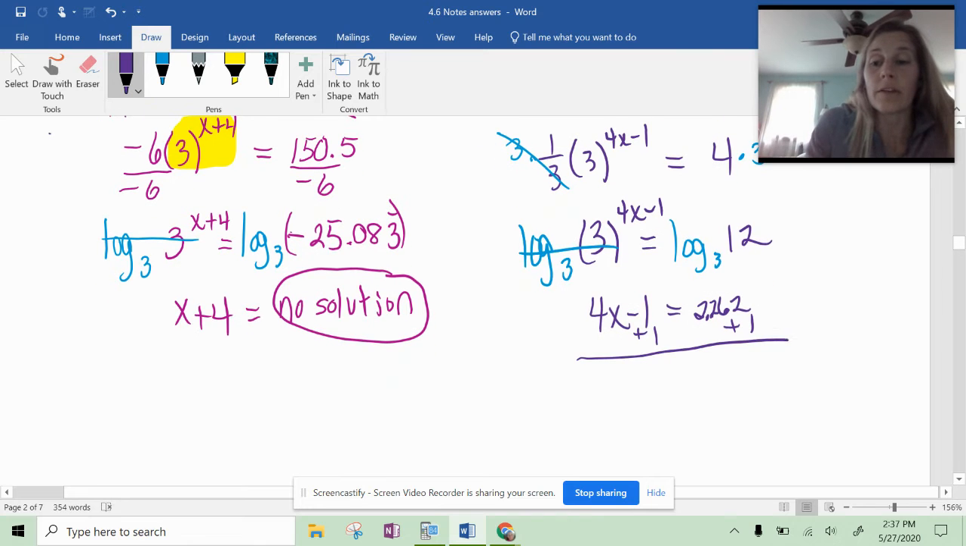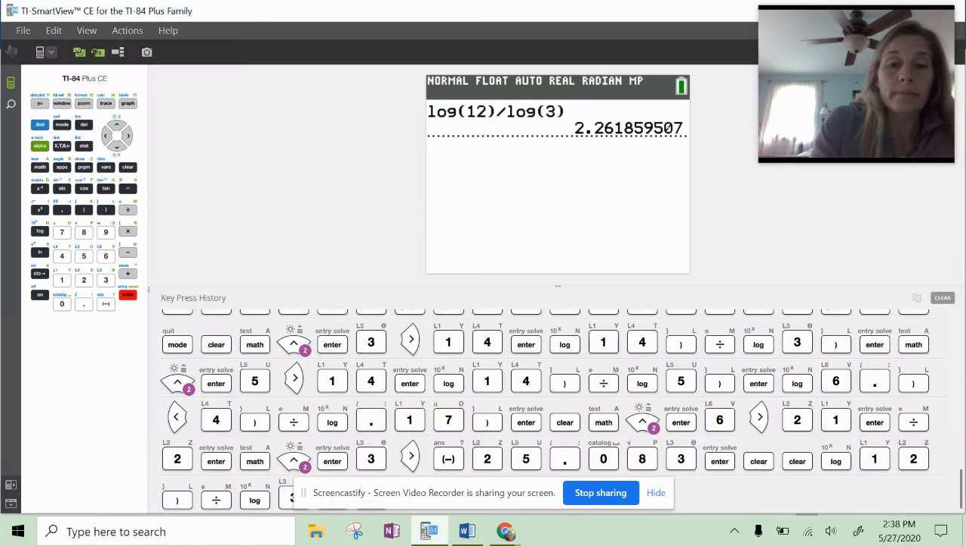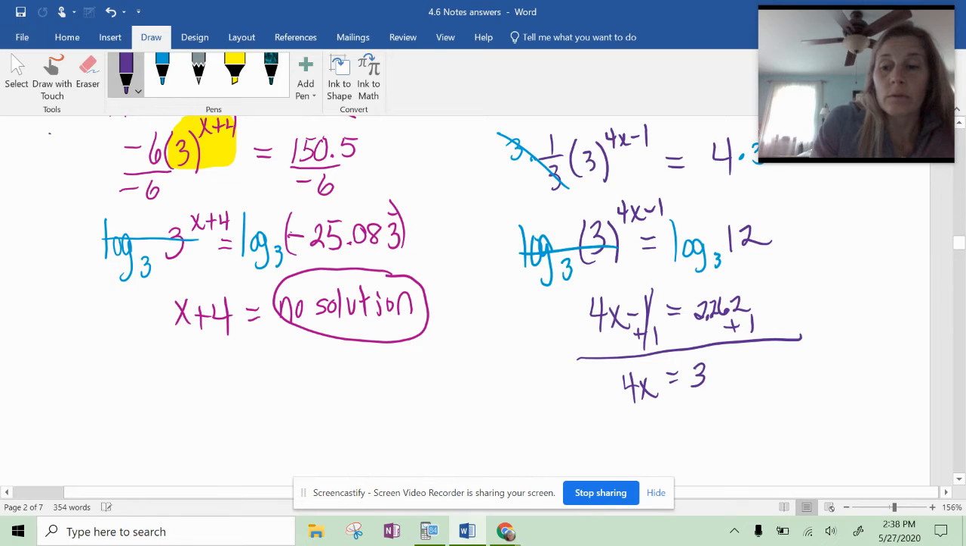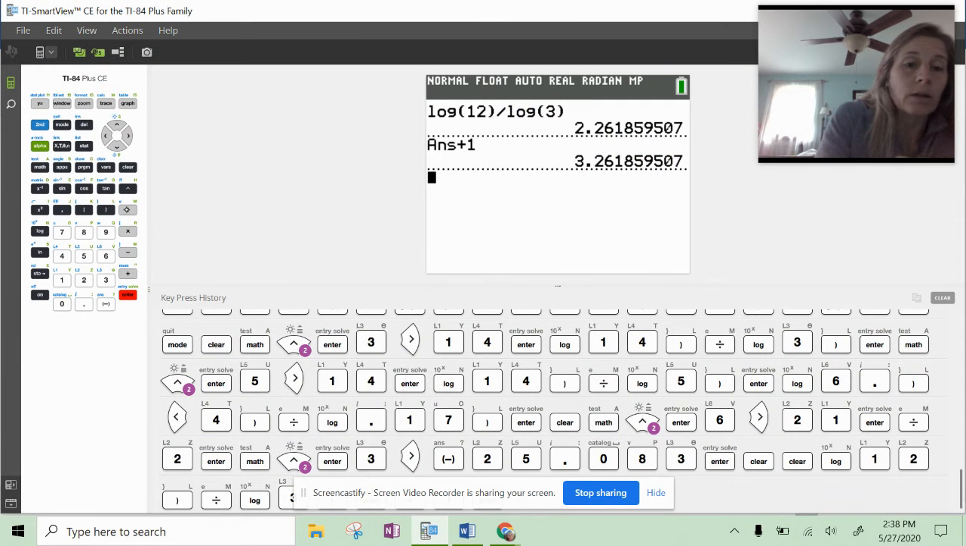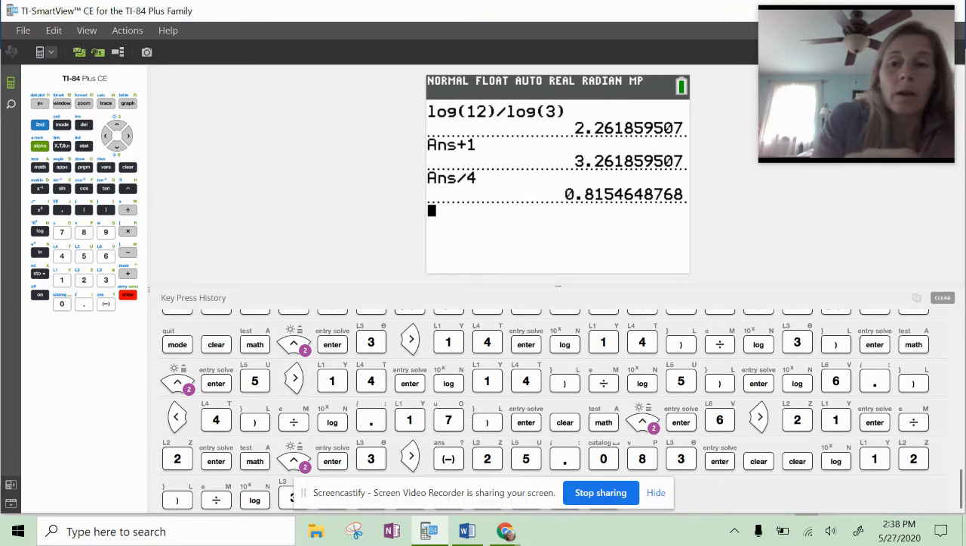Now we're going to add 1 to that. So I'm just going to leave my decimal in the calculator and add 1 to it. So plus 1. And 3.262. And then I'm going to divide that by the 4. Again, just leaving it in my calculator to get the most exact answer, and it gives me 0.815.